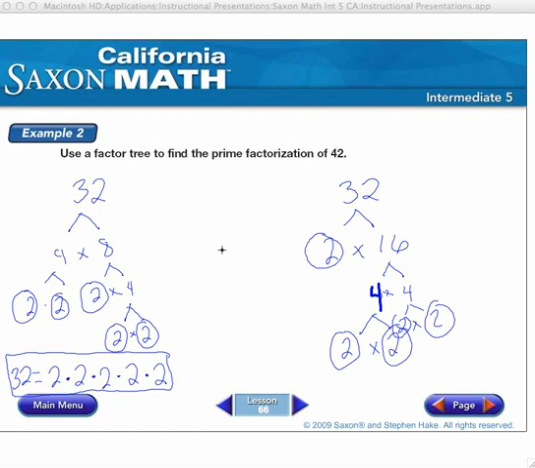So notice, it doesn't matter if I start with 4 times 8 or 2 times 16. I still end up with the same prime factorization. So there are multiple ways to get to the same answer. Okay, that's it for prime factorization using a factor tree.